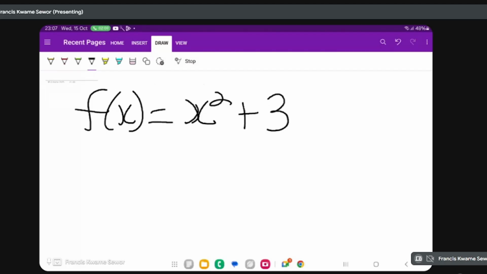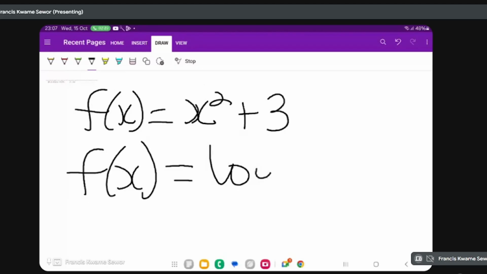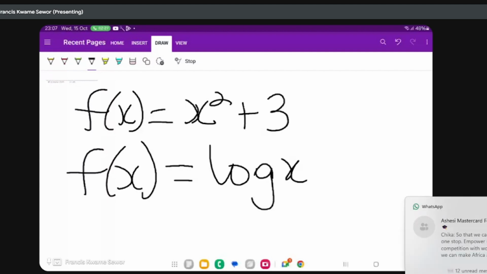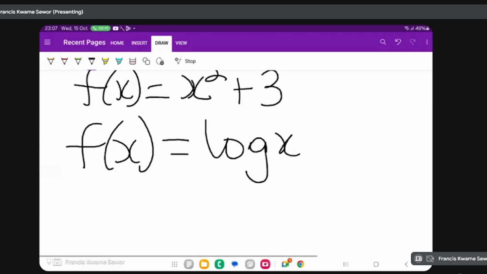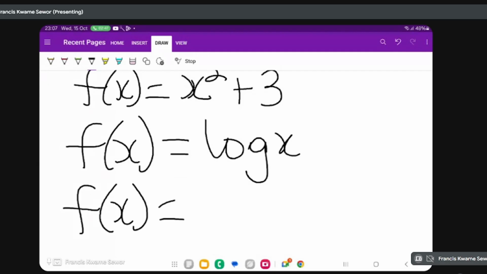So this one I call algebraic functions. There are other ones that contain logarithmic functions. So let's say f of x contains log x, for example. This is a logarithmic function. And then we also have exponential. So I have f of x equals e to the power, let's say, 3x squared.